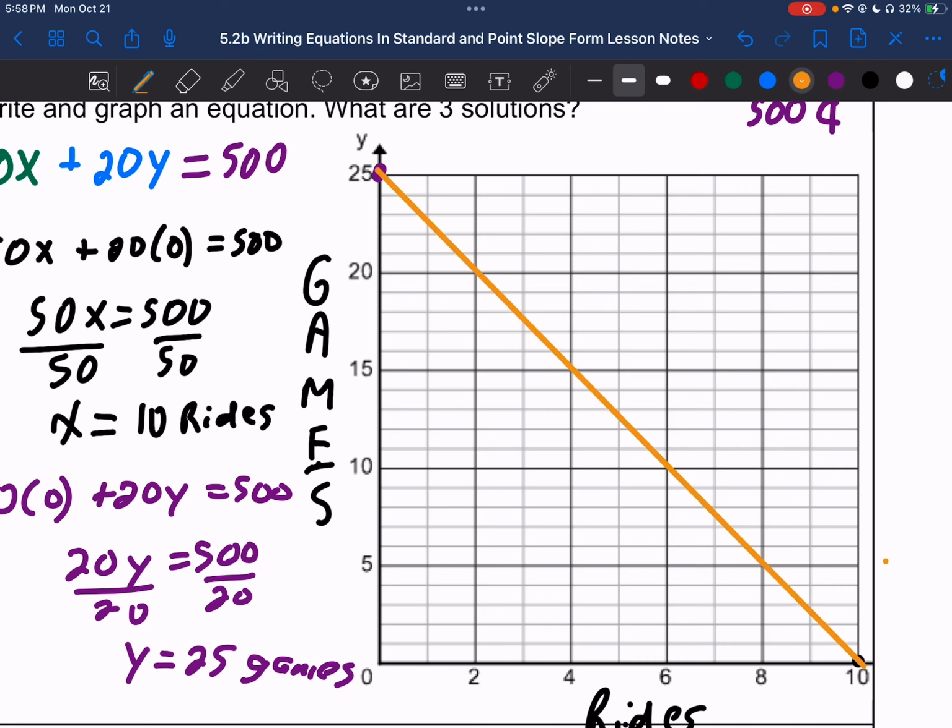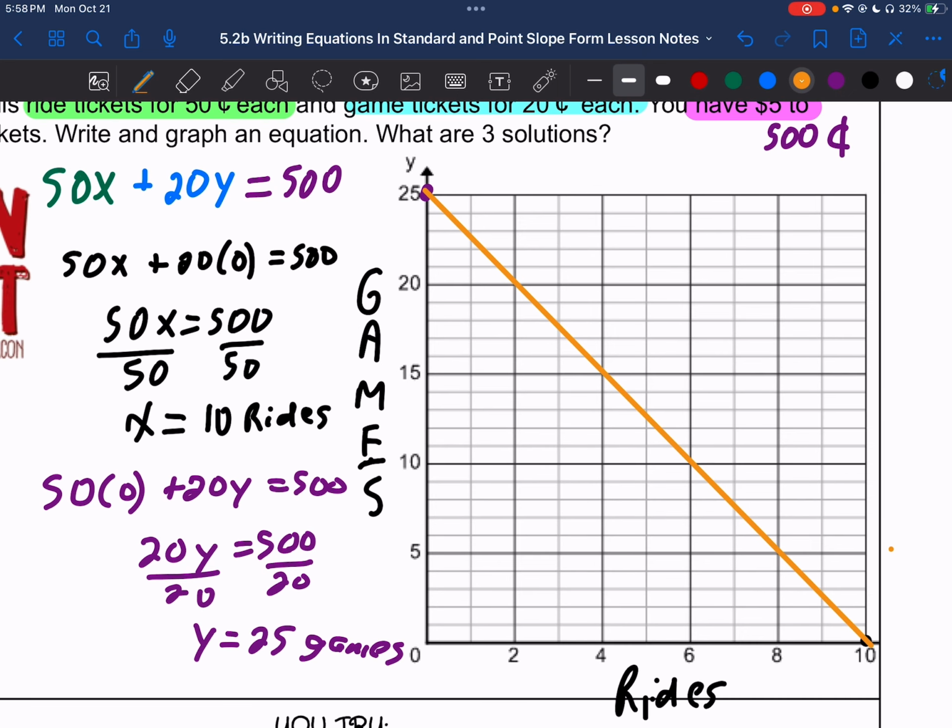And one thing you're going to notice, I'm not putting arrows at the end of the line because can I have negative rides? No. Can I have negative games? No. So I am working with the scenario that I'm given. Now, there was one final portion of the question that we haven't addressed yet, because we wrote the equation, we graphed it. What are three possible solutions?